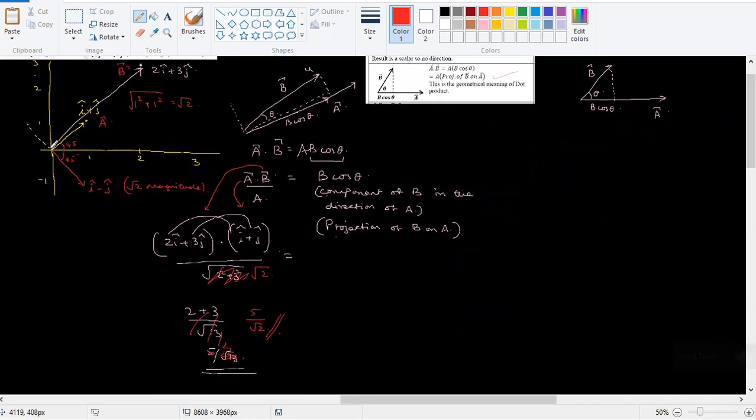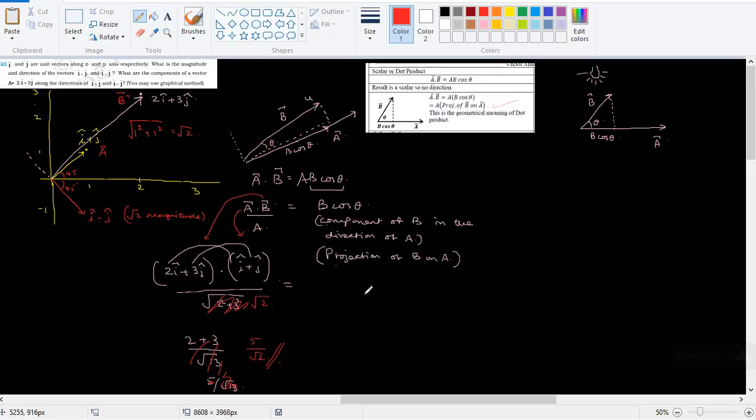Similarly, they asked you to find the components in this direction. Do it yourself because you know the direction i minus j. Instead of i plus j, you have to do the same thing, only I will be getting i minus j here. So I will be getting 2 minus 3, so 2 minus 3 divided by root 2, so minus 1 by root 2. That I will leave it to you. Do along this direction i minus j.